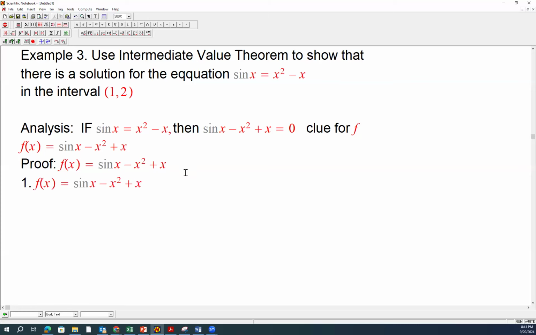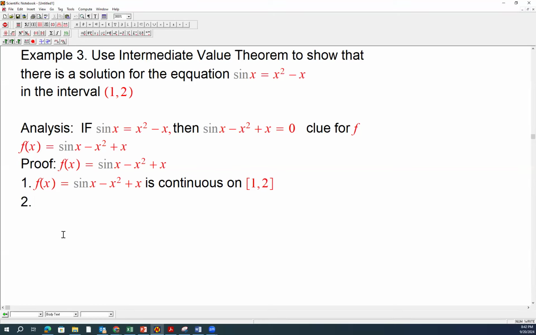Well, this function is continuous on the entire number line. It is continuous on the closed interval, not the open. If you say it's open, then the intermediate value theorem does not apply. So you must say it's continuous on a closed interval, even though it was given as open.